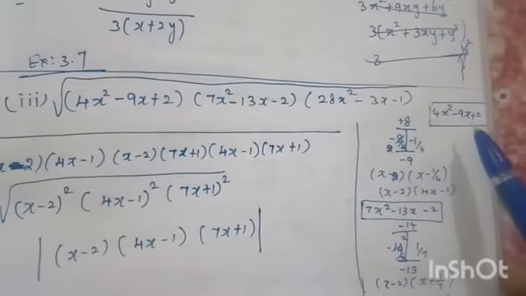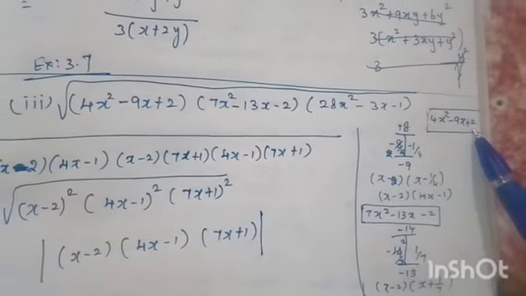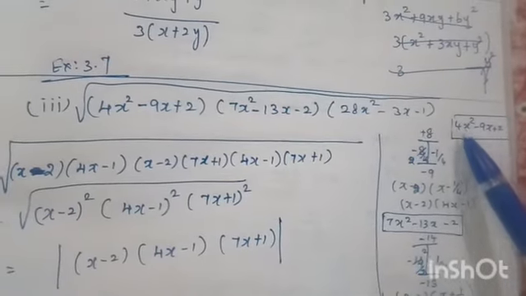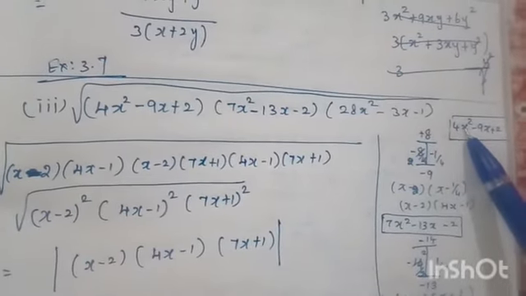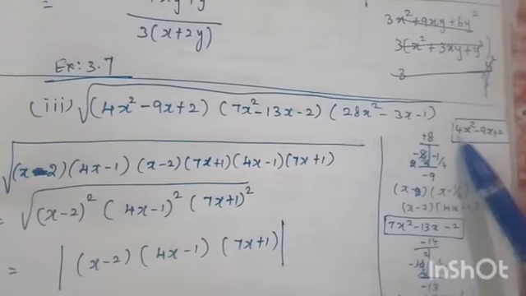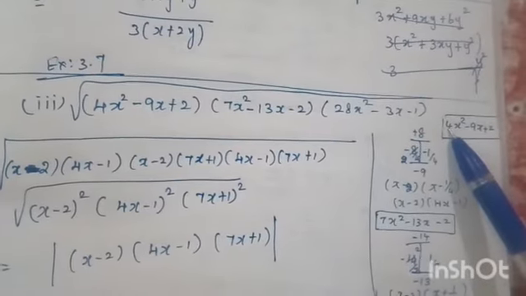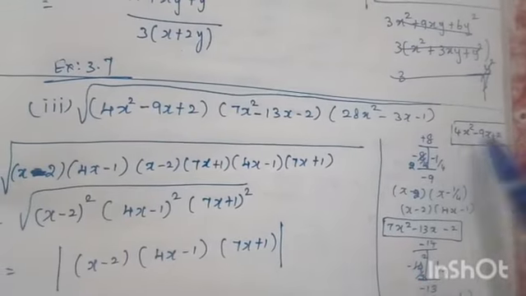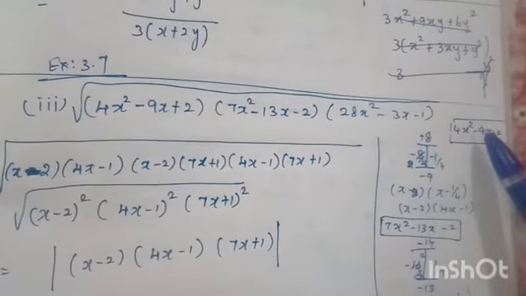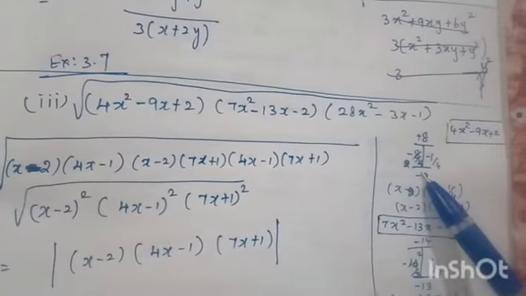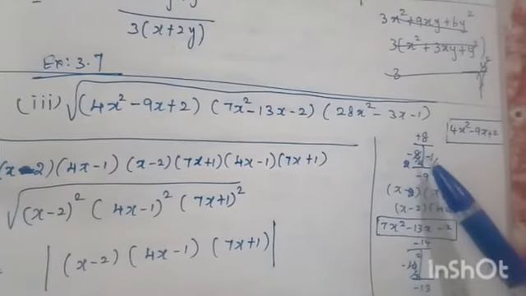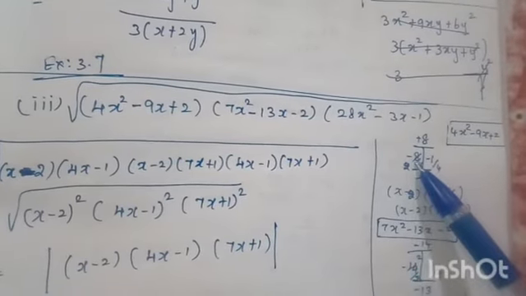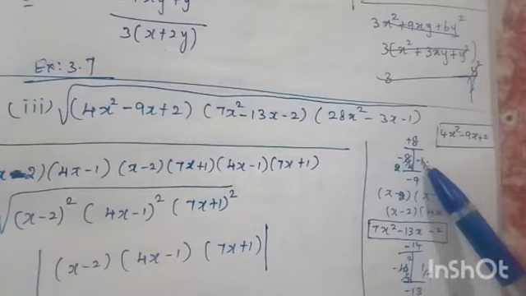First find for 4x squared minus 9x plus 2. The coefficient of x squared is more than 1, so we use this method. Multiply the 4 with this constant: 4 twos are 8. Then write down the coefficient of x. Now we have to find numbers with product 8 and sum minus 9: minus 8 and minus 1.